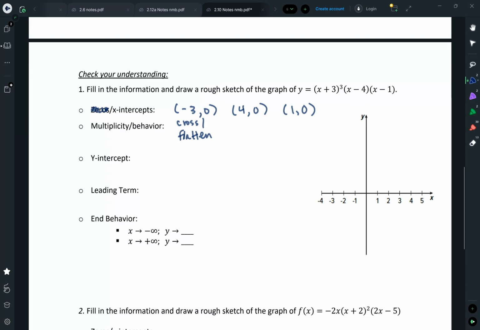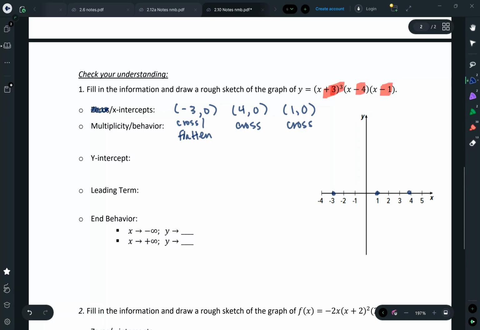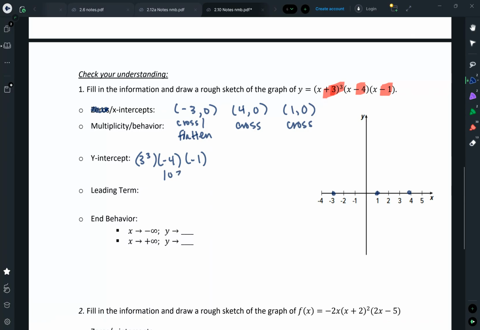At the 4, 0, we're going to cross. At the 1, 0, we're going to cross. Let's go ahead and put those points in our graph. And then the next thing I want to do is find the y-intercept. So remember, for y-intercept, we're multiplying 3 to the third power, and we're multiplying a negative 4 and a negative 1. So let's see, 3 to the third power times negative 4 times negative 1, so that's going to be positive. 27 times 4 is 108, so 0, 108.